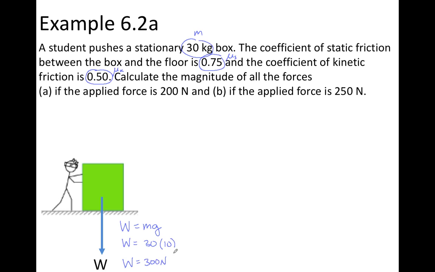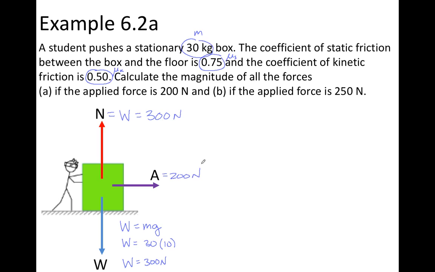The floor is going to exert an upward normal force, normal because it is perpendicular to the surface of contact, and there is no motion vertically. Therefore, the forces vertically have to be balanced. They have to equal each other. And so the normal force is going to equal the weight and is also going to be 300 newtons. Now there's going to be an applied force pushing forward, and in part A, that applied force is going to have a value of 200 newtons.